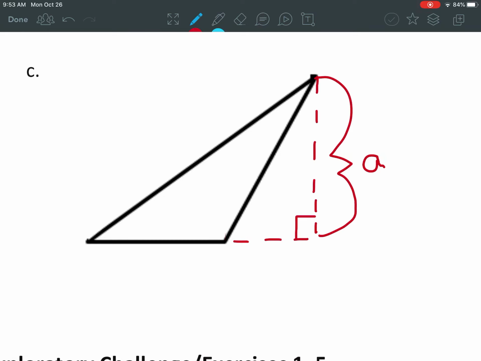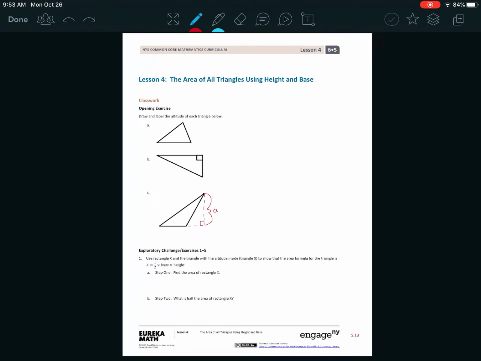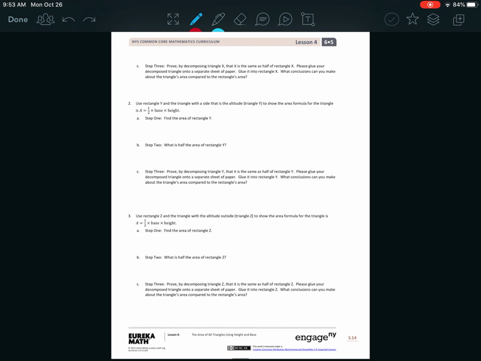So this part right here, from here to here, isn't actually the length of our base. It doesn't make our base any longer. It's just showing that that's where our right angle is to get our altitude.